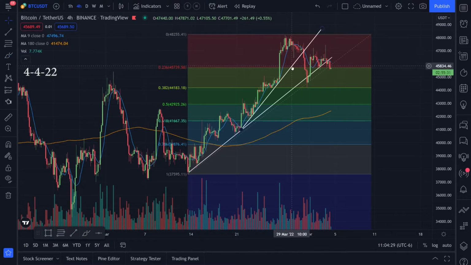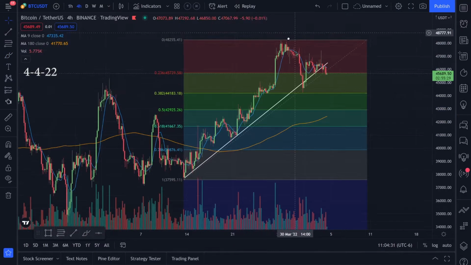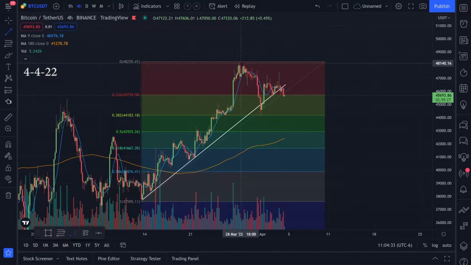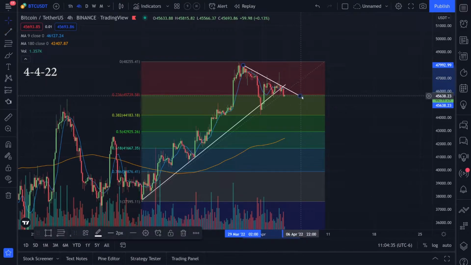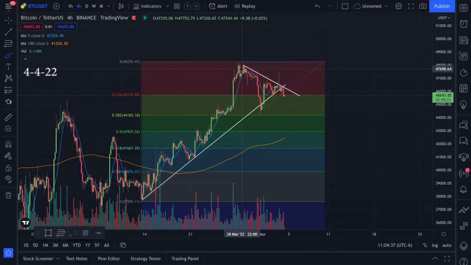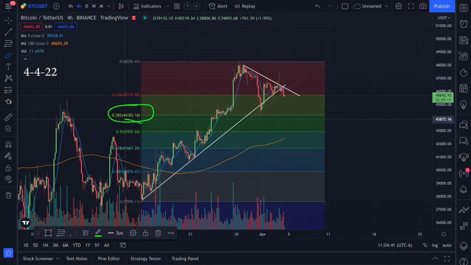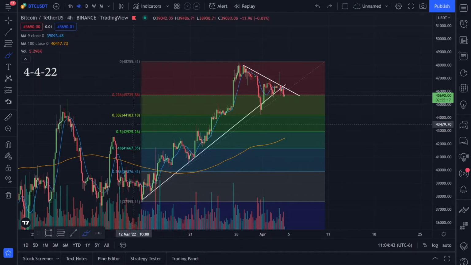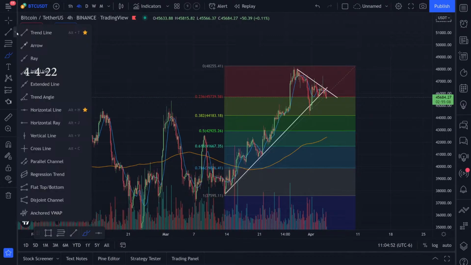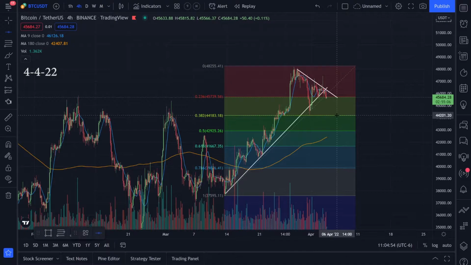Let's go ahead and delete this trend line, and we'll bring back that downtrend that I was looking at in the beginning, something like this. So until we break this downtrend going to the upside, I'm looking at the 38% level and the 50% level to start with. These levels are sitting at 44,183 and 42,925. So let's go ahead and set up those orange horizontal lines right here.